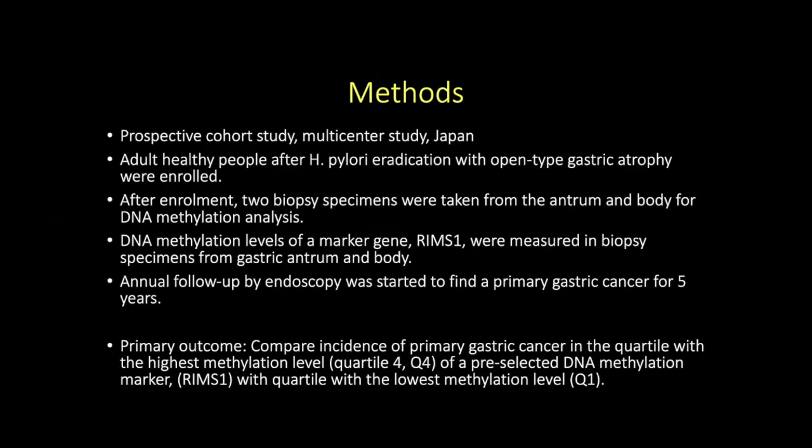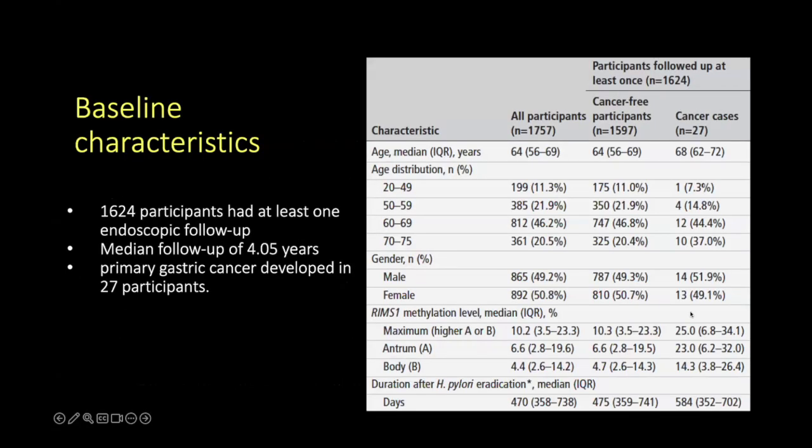The primary outcome was to compare the incidence of primary gastric cancer in the quartile with the highest methylation level, Q4, of a pre-selected DNA methylation marker, RIMS1, with quartile with the lowest methylation level, Q1.